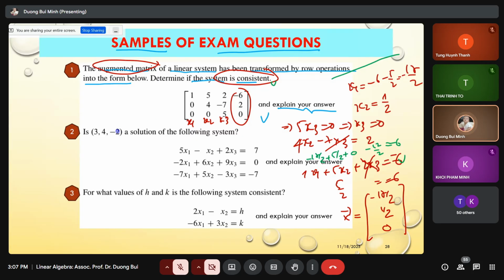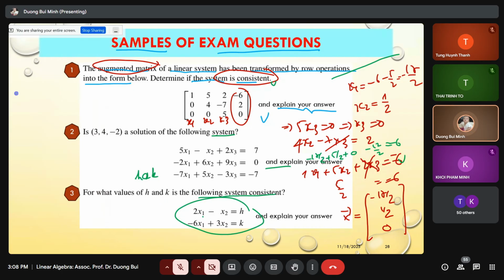Okay. The next one is: is (3, 4, minus 2) a solution of the following system? Yes or no? You should explain. And for what values of x and k is the following system consistent? Okay, so we need to determine x and k in such a way that the system here is consistent. Very easy, you know. So here I just explain to you.